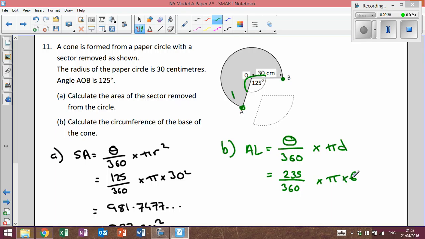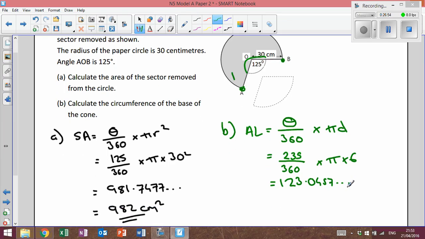Okay, so back to the calculator. And that's going to give us an answer of 123.0457, which is equal, let's do 3 sig figs, 123 centimeters, because we're just talking about a length now.